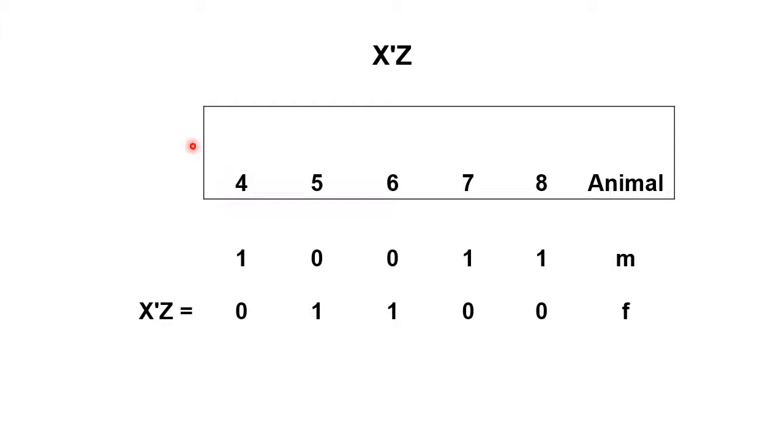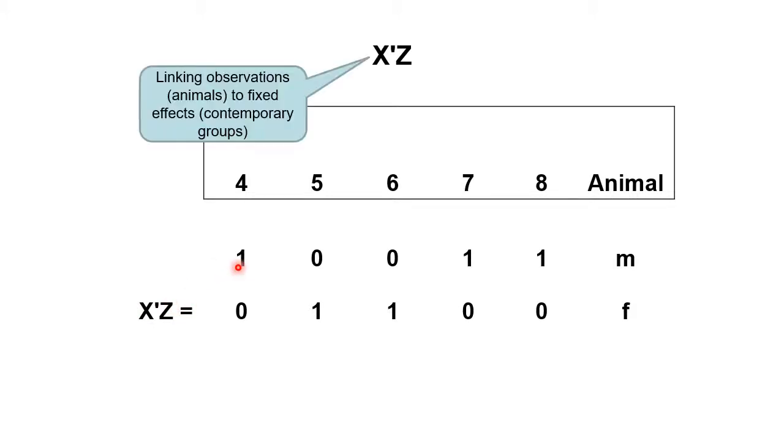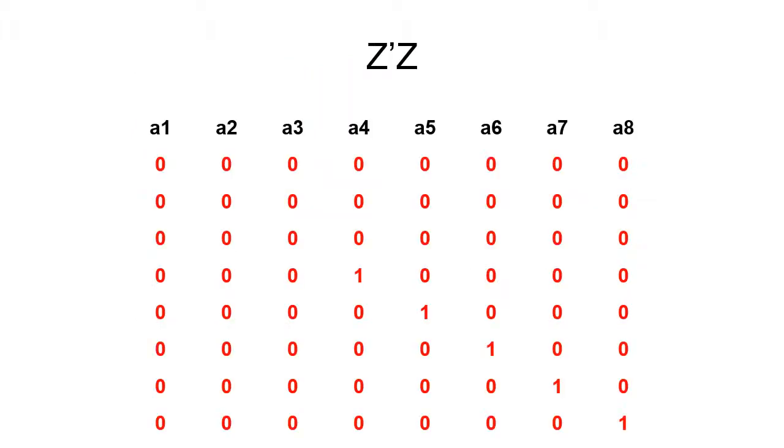Remember again, it's not a complete matrix yet. We need to add columns for animals 1, 2, and 3, but since they have no observations, they will only have zeros on these 2 rows. So basically, X prime Z is the same as Z prime X. It's just a transpose of each other, and it's also linking observations to fixed effects or contemporary groups.